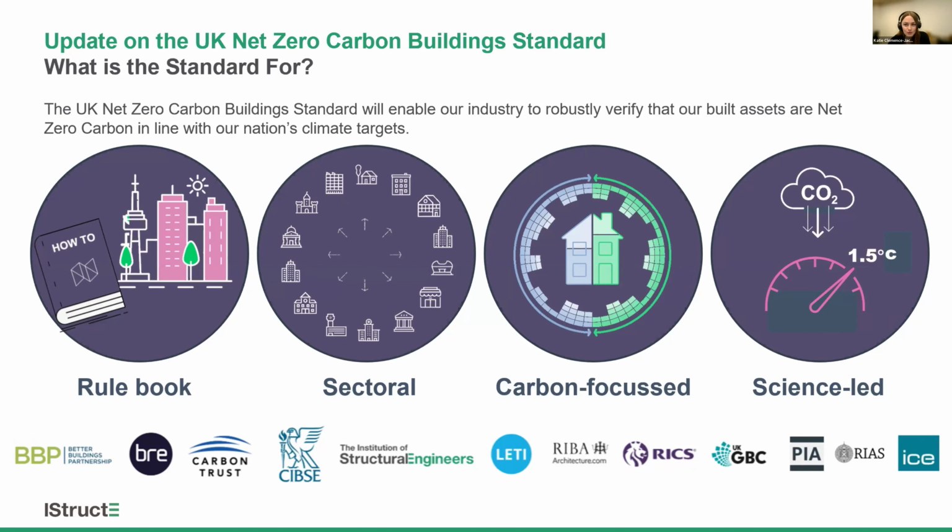So in terms of the document that we're creating, it's intended to be a technical rule book for how to demonstrate that your building is net zero carbon. It's sectoral, which means it's going to apply across 13 different sectors for which we have collected data that's going to feed into the metrics and the limits that we set. And it's a carbon focused standard, which means we're setting limits and targets around carbon and energy, but we're not looking to address wider issues such as biodiversity, health and well-being, etc. And also to say that this is a science-led standard, which means that we're using climate science to inform the limits and targets that we set as part of our definition of net zero carbon.